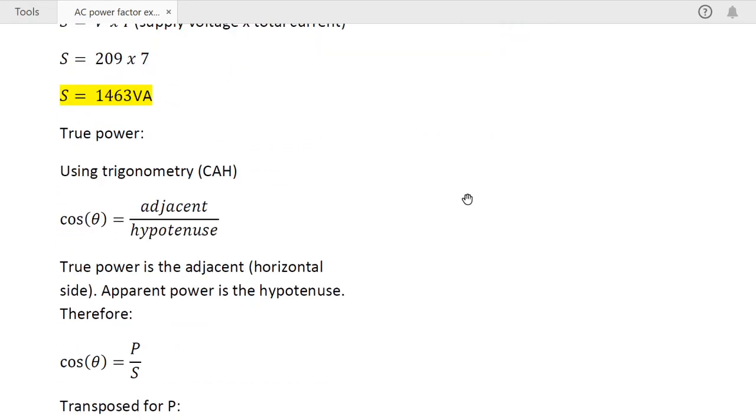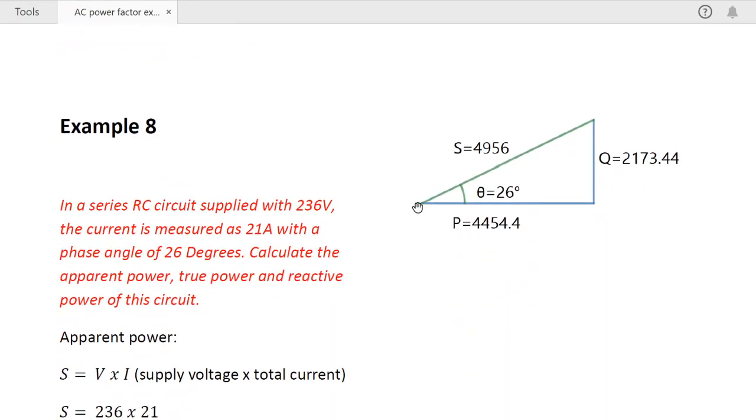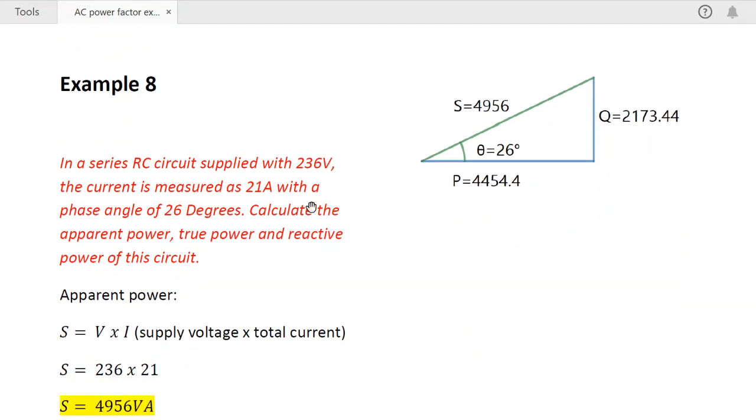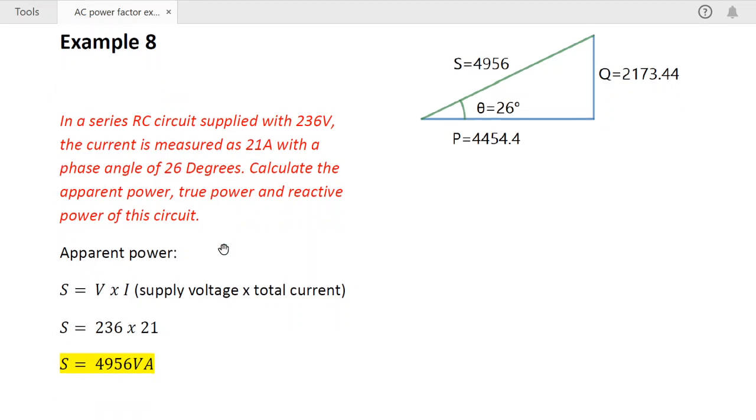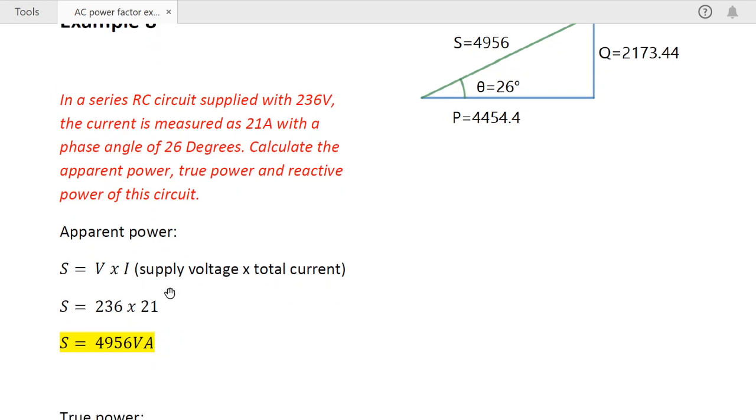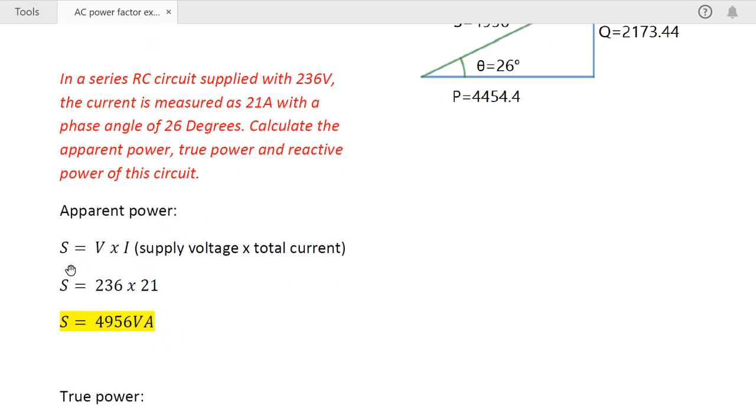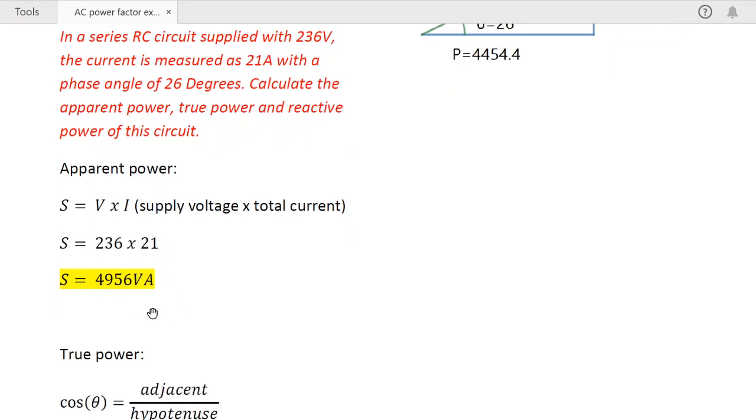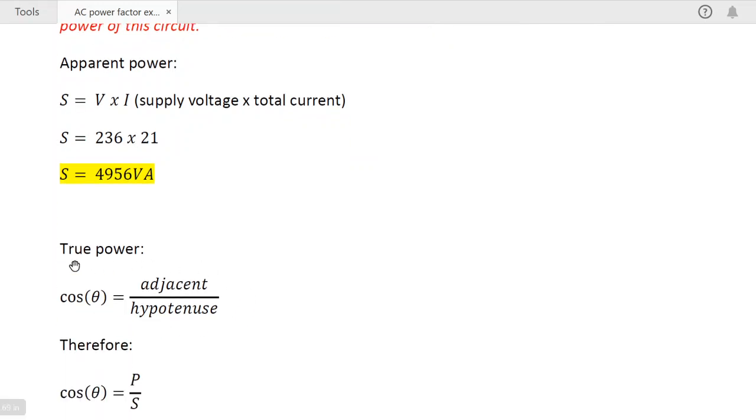Pretty straightforward. Example 8. In a series RC circuit supplied with 236 volts, the current is measured as 21 amps with a phase angle of 26 degrees. Calculate apparent power, true power, and reactive power of the circuit. Exactly the same as the previous question. Apparent power will be our V times I. We've been given the voltage, we've been given the current, so it's 236 times 21, it's 4,956 volt amps. True power, the same as before.